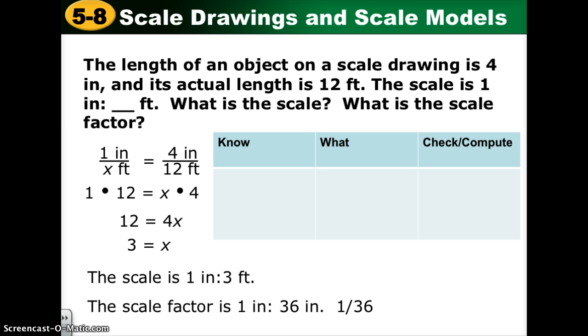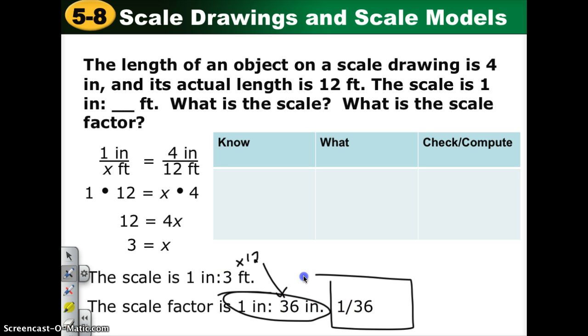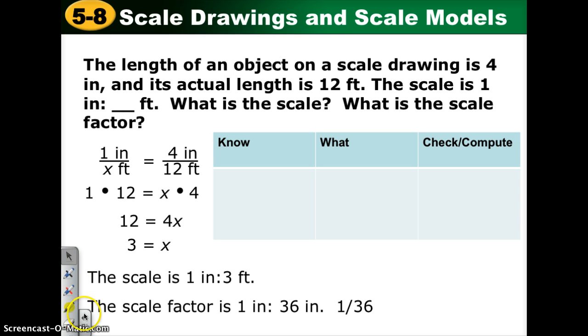Now, we want the scale factor. So we know that there is 1 inch and 3 feet, and inches is the smaller unit. So because there are 12 inches in a foot, we multiply 3 times 12, and that's how we get 36 inches. So the scale factor simply needs to be converted to the same unit, and then we would say our scale factor is 1/36. Again, that would be if we're reducing the shape.